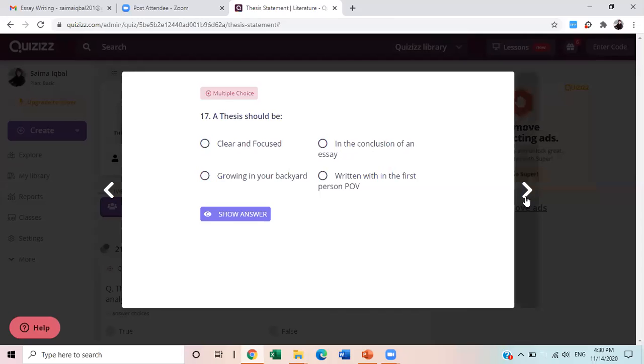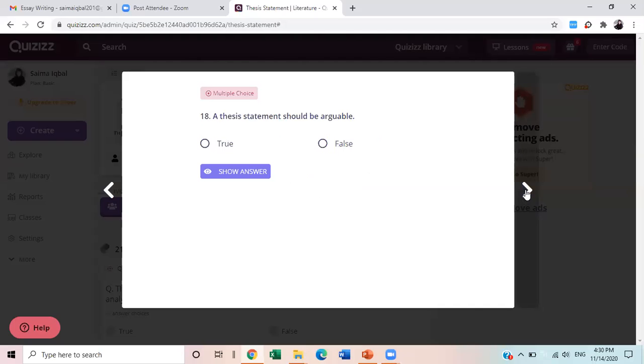But how to do that? I will show you an example. I will also show you an example of the whole essay that will have a hook, background information, thesis statement, body paragraphs, and conclusion. So don't worry. A thesis statement should be arguable. What do you think? True. Excellent. It should be arguable.